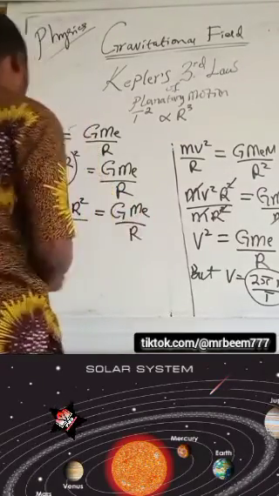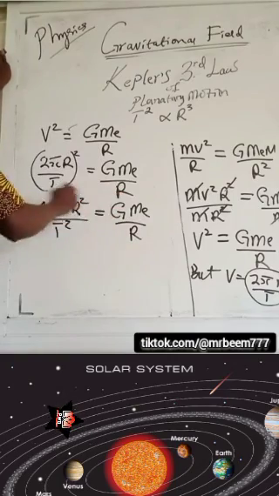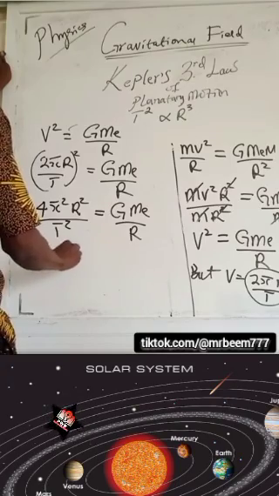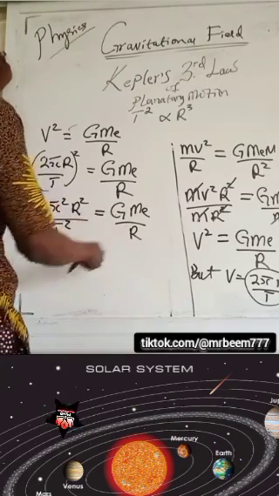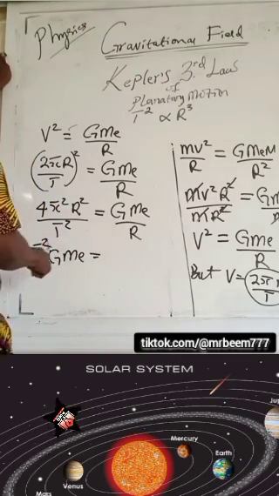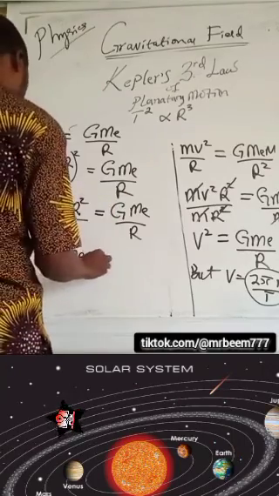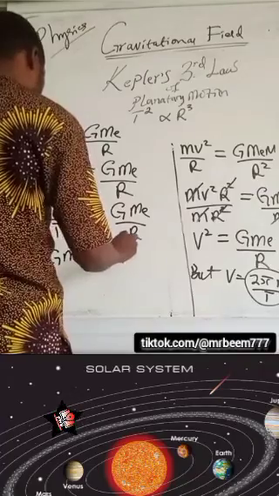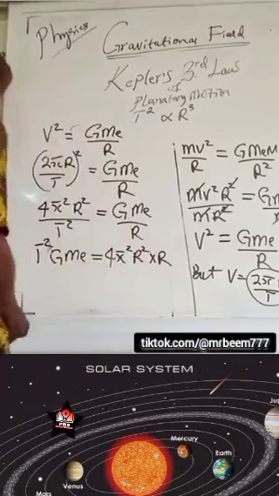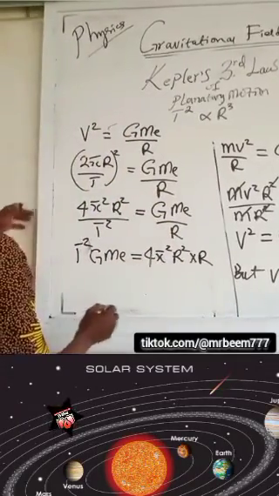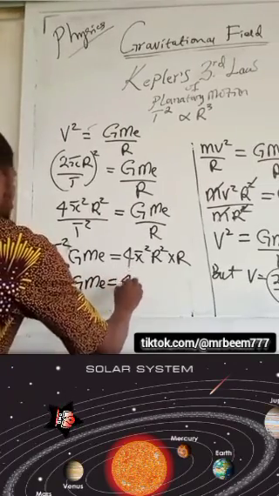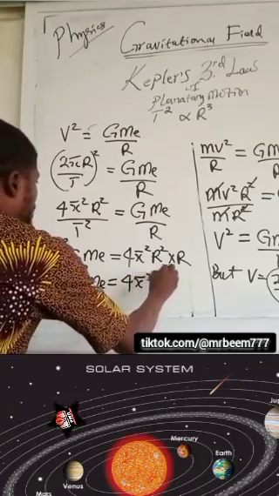G M E over r. If we cross multiply, we have T squared G M E is equal to 4 pi squared r squared times r. This will give us r cube. So now we have T squared G M E is equal to 4 pi squared r cube.